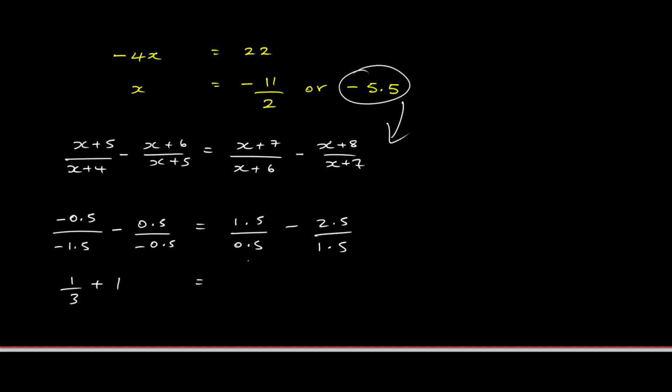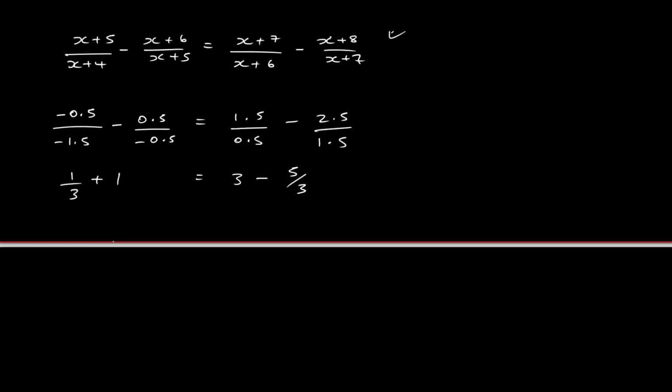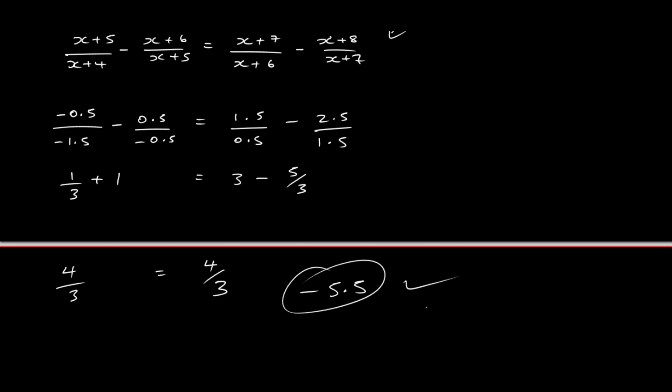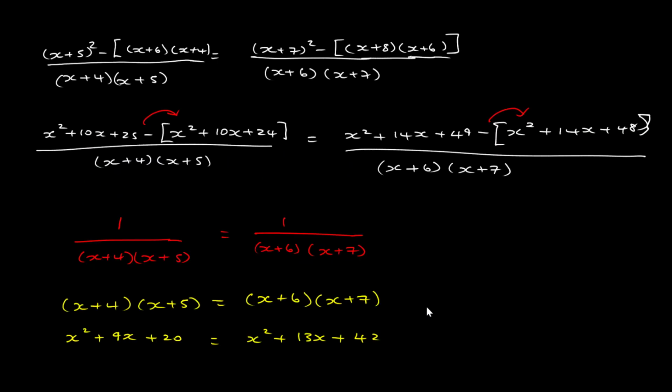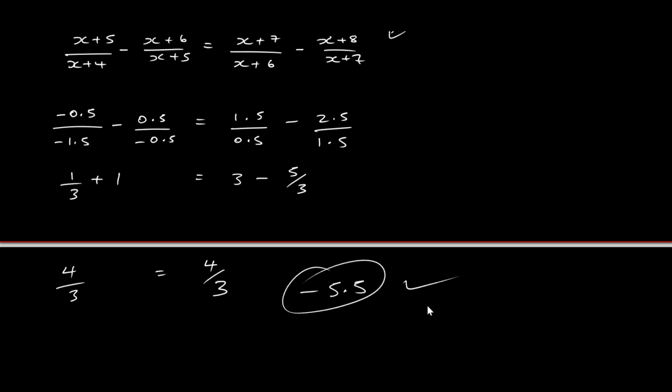Let's see if it is equal to 3 minus 5 over 3. Let's see if both sides are actually equal. So this is 3 over 3, so this is 4 over 3, and this is 9 over 3 minus 5 over 3, so this is actually 4 over 3. So indeed, negative 5.5 is the correct solution, and you could actually double check to see if there are any other solutions to this problem. So that is basically the answer to this problem and the solution to our question.